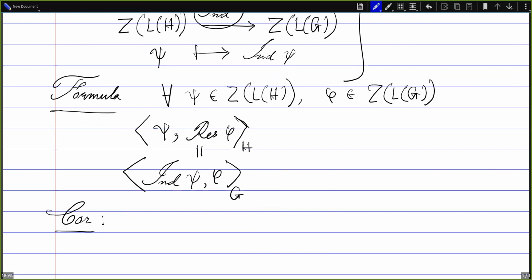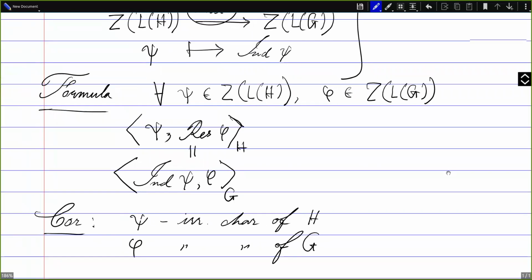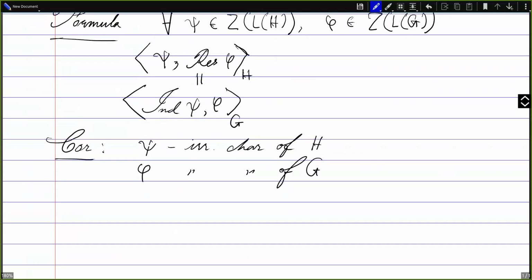So suppose that this psi is in particular an irreducible character of H, and phi is an irreducible character of G. Okay. Well, I think let us also write the representation.